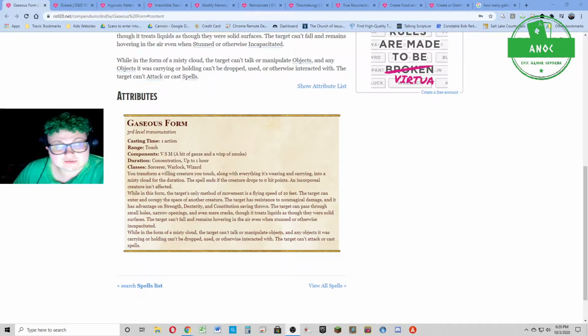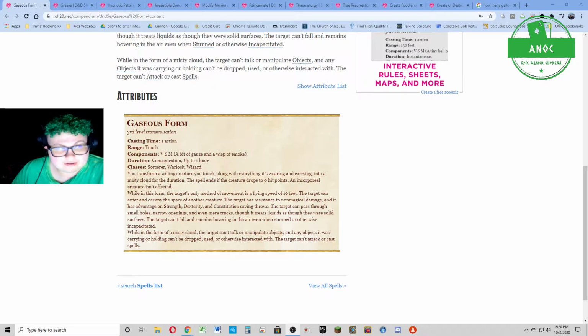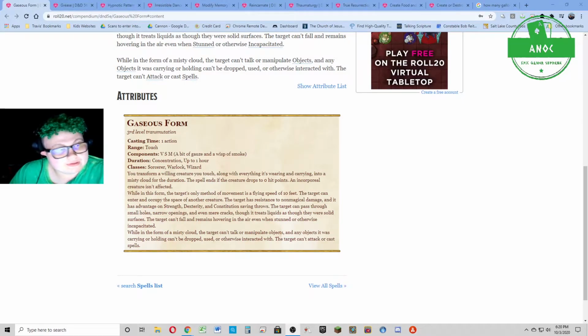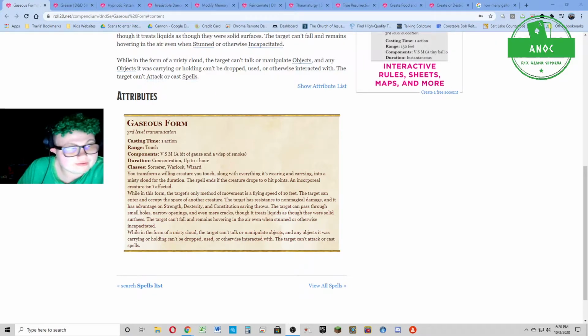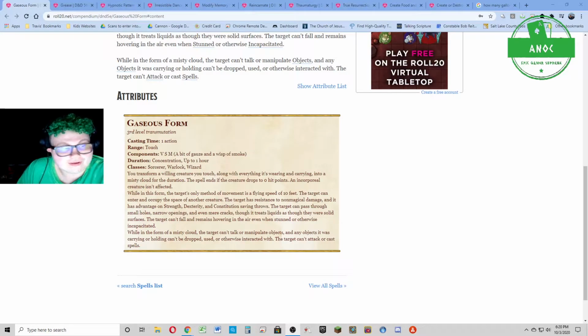The casting time is 1 action, the range is touch, components are visual, somatic, and, oh, material. It needs a bit of gauze and a wisp of smoke. The duration is concentration for up to 1 hour. The classes that can use this are Sorcerer, Warlock, and Wizard.